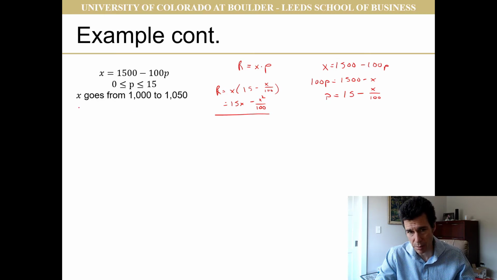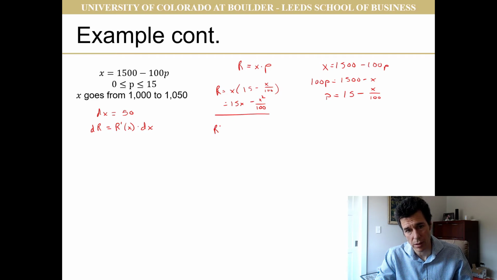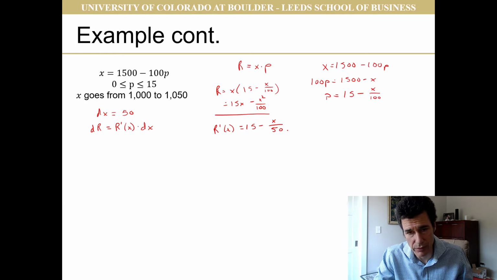We're trying to find an approximation. X is going from 1,000 to 1,050, which means dx equals 50. We want an approximation, so that's going to be dr equals r prime of x times dx. We need to calculate r prime of x and multiply it by 50. So r prime of x equals 15 minus x over 50, because we brought the 2 down, and 2 over 100 is 1 over 50.